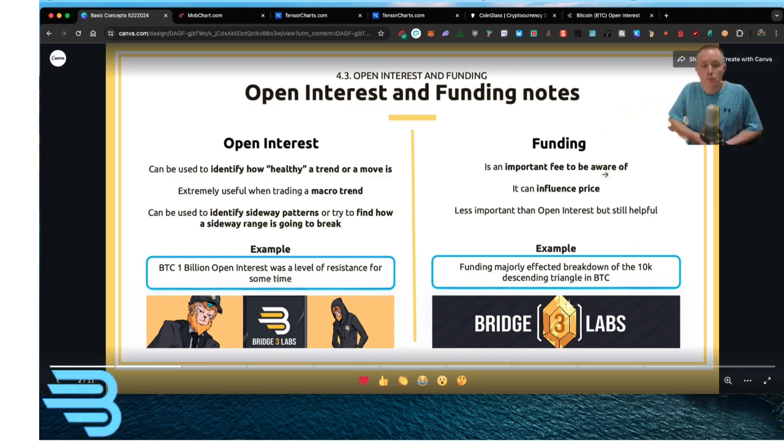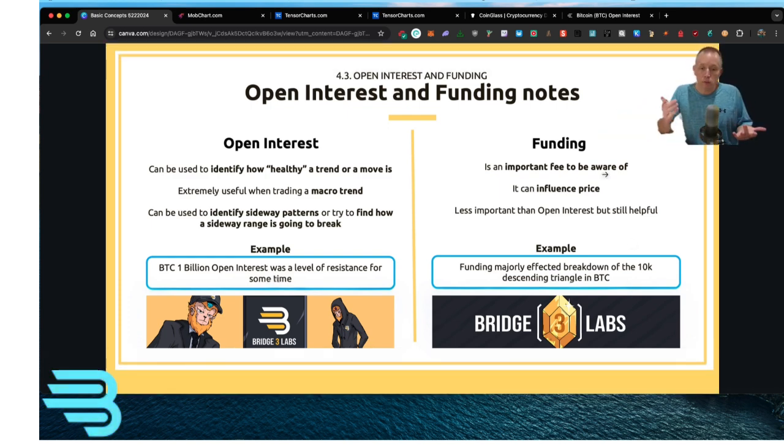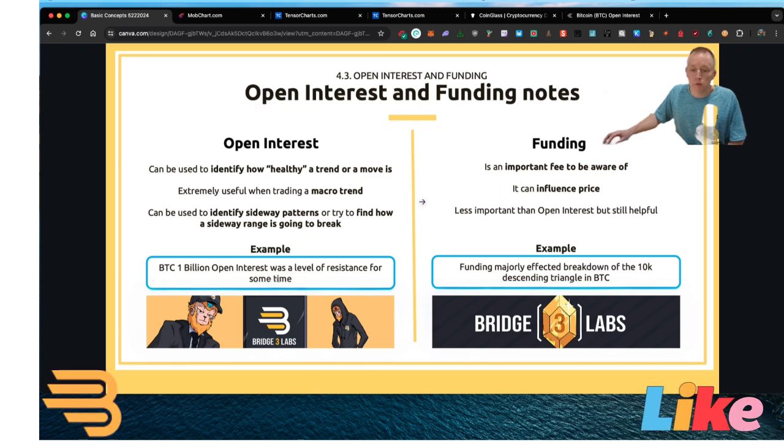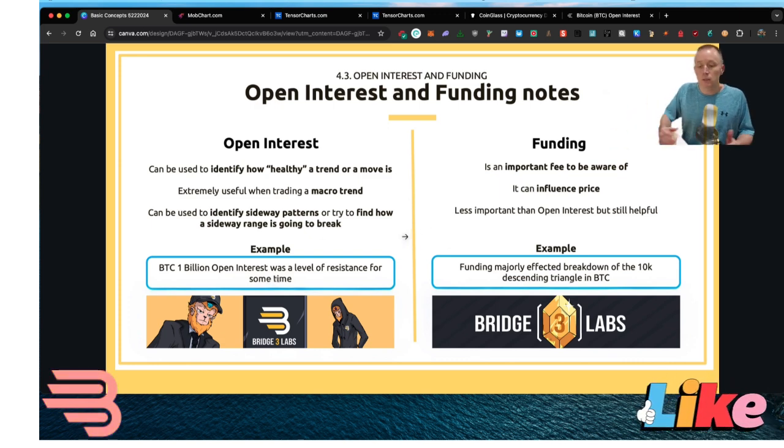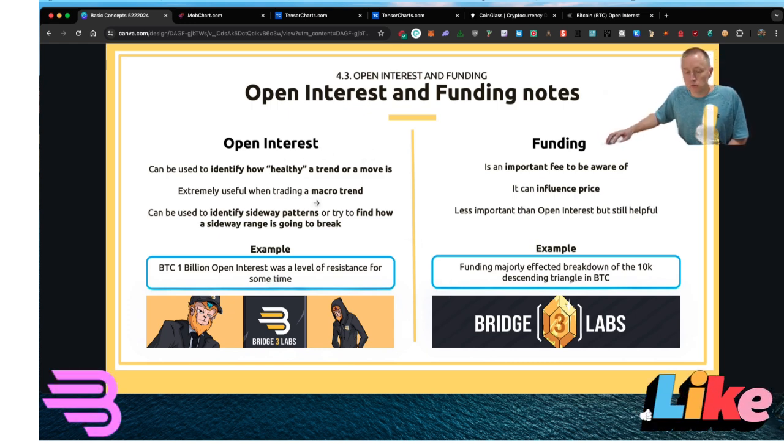We've talked a little bit before about CBDCs and things like that, but we'll leave that alone for today. So open interest can be used to identify how healthy a trend or a move is. Extremely useful when trading a macro trend, right? It can be used to identify sideways patterns, or to find out if a sideways range is going to break. On a day like an FOMC day or a day where there's major news, or even with this ETF ETH narrative in the background, you'd be less likely to use something like open interest.